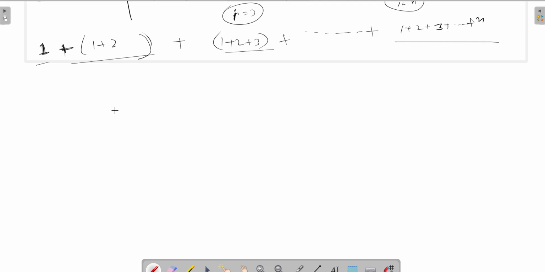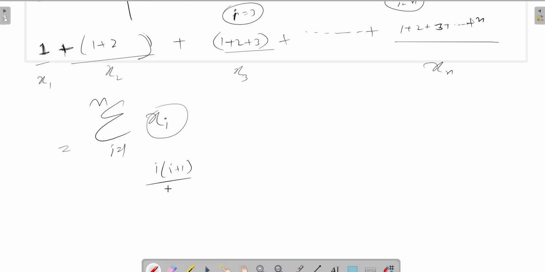Well, this is the sum of n natural numbers, the first n natural numbers. This is the sum of the first three natural numbers, so we can write it as x3, we can write it as x2 and x1, the sum of the first natural number, and this is the sum of n natural numbers, and then we can write all of these as a summation, so like this. Now because this is equal to the sum of the first i natural numbers, we can also write it as this.